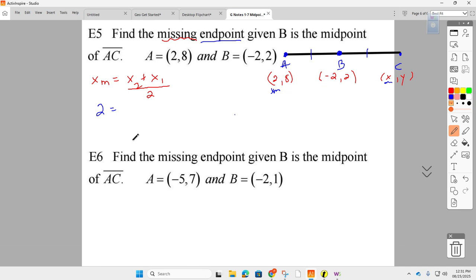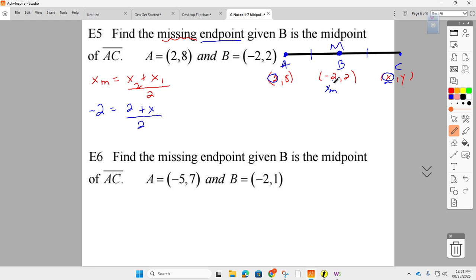Did I mess up? Did anybody notice I messed up? This is the x-coordinate of the midpoint, this is just the x-coordinate, like that. My bad, it's negative 2. The x-coordinate of the midpoint equals, now we know this x, we don't know that one, so it's just 2 plus x over 2. So this is the x-coordinate of the midpoint.